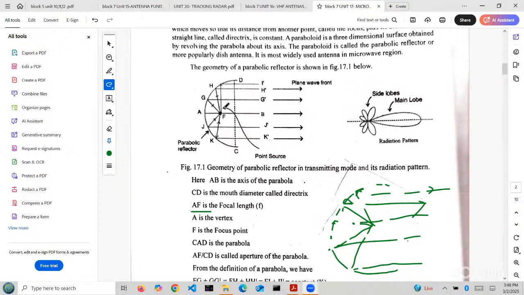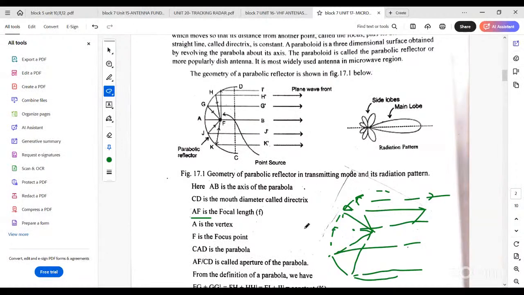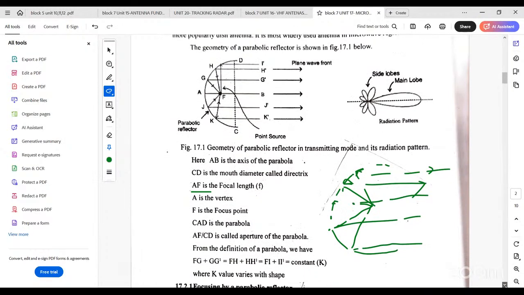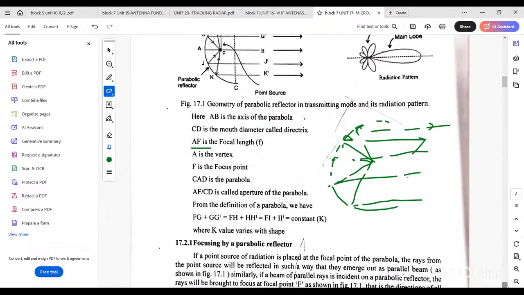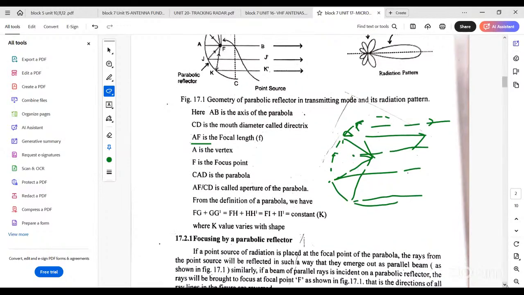CAD is the parabolic dish. F is the focus point. CAD is the parabola. AF by CD: observe from the diagram. AF by CD is the perpendicular line, called the aperture of the parabola. Next, what is a constant? Just observe.